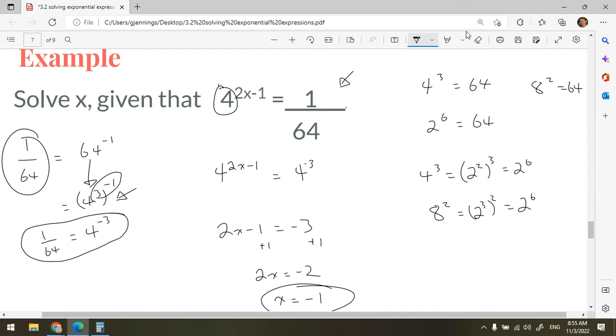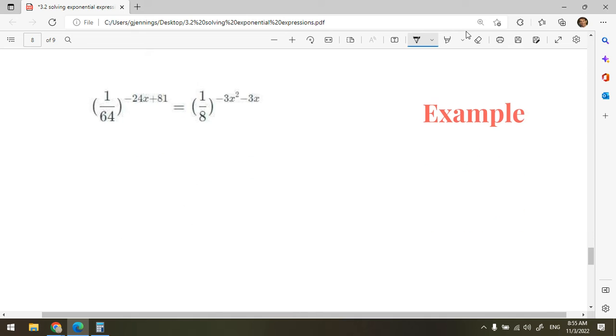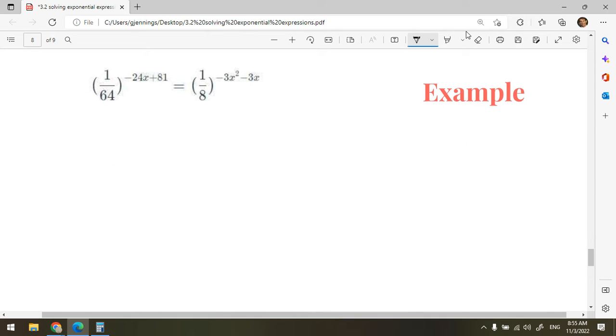Keep going. All right. Let's try this one. Yay, my favorite. This is why I was excited to get out of bed this morning, is do this example with all y'all. Okay, 1 over 64 and 1 over 8. I can't express 1 over 64 as a power of 4 anymore because 8 is not a power of 4. But they do still have a common base. What is it? 2. Good.